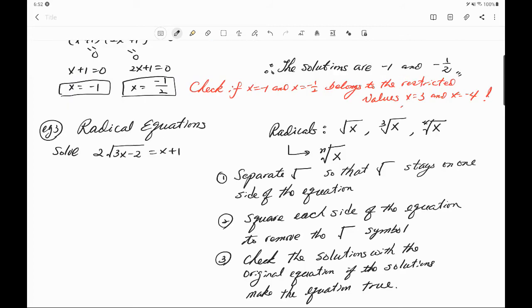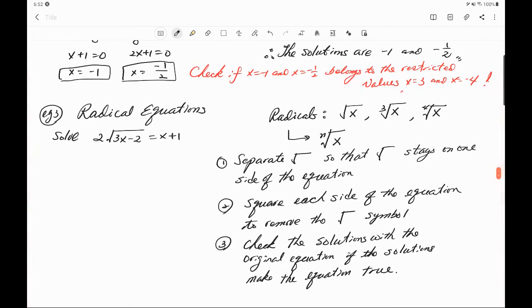Okay, next example is a radical equation. Radical means a square root, or cube root, or fourth root, or so we call it an nth root of x. So these are called radicals. When we solve this radical equation, we need to remove the radical symbol. If you see the left hand side, this is a product. If this is an addition that includes a radical expression, then you need to separate it so that you have the radical term on one side.